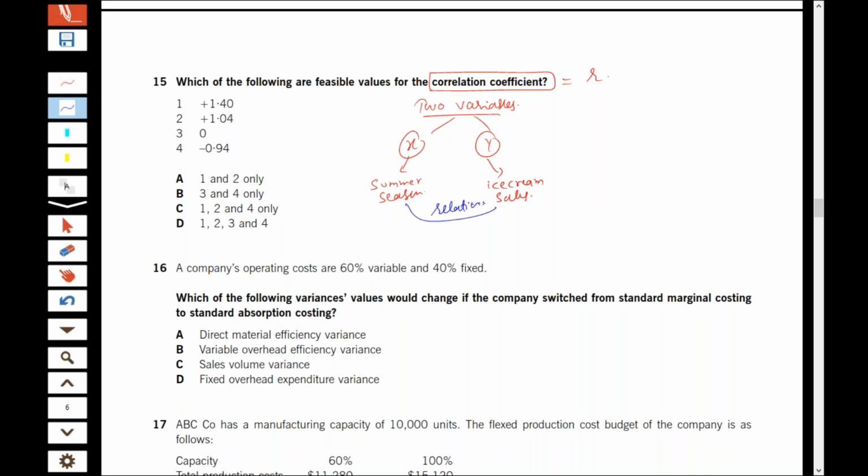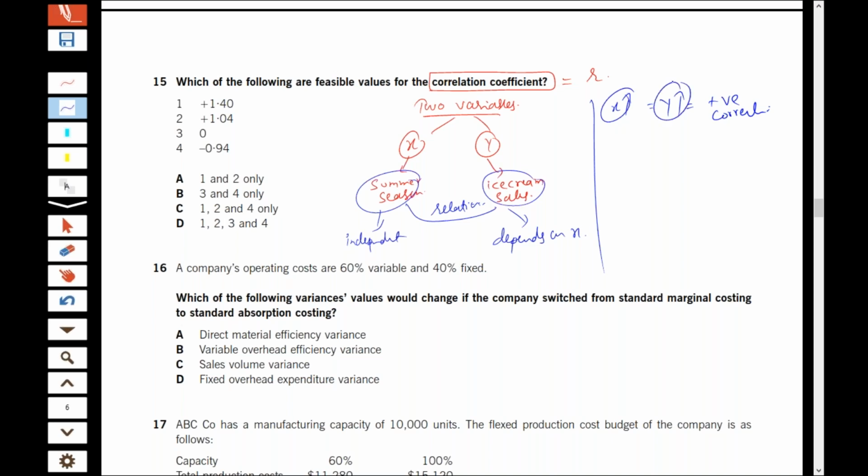Now see, there is a relation between these two variables. X is the independent variable, and Y depends on X. If your X increases, your Y will increase. This is known as positive correlation. There are three kinds of relationship. One is the positive, one is the negative, and number three is no correlation.